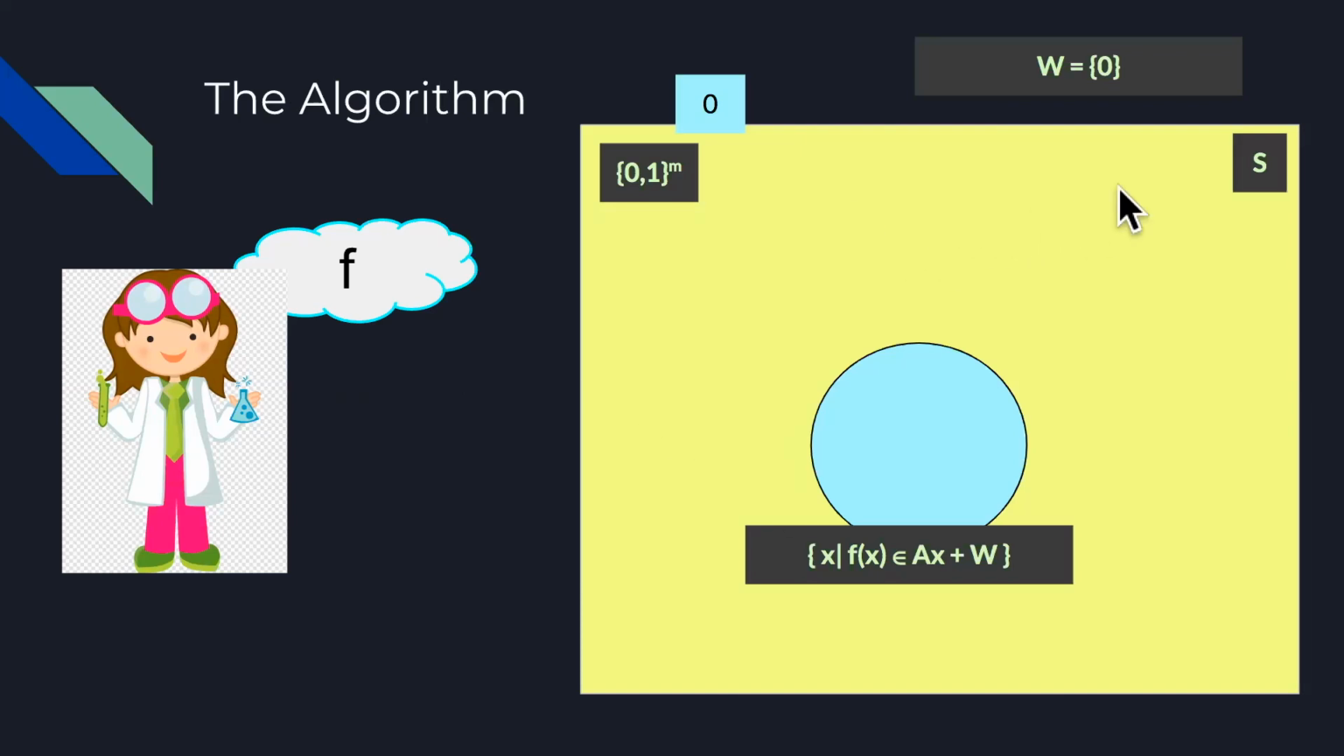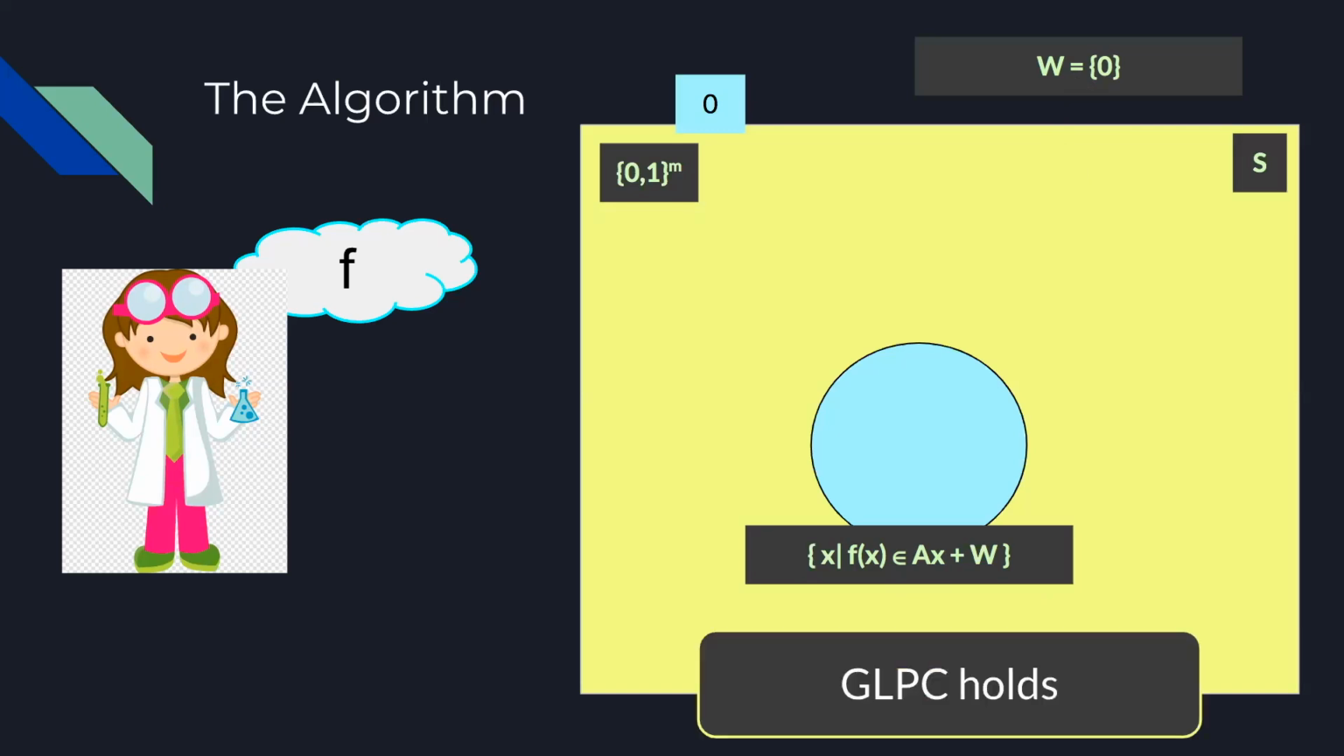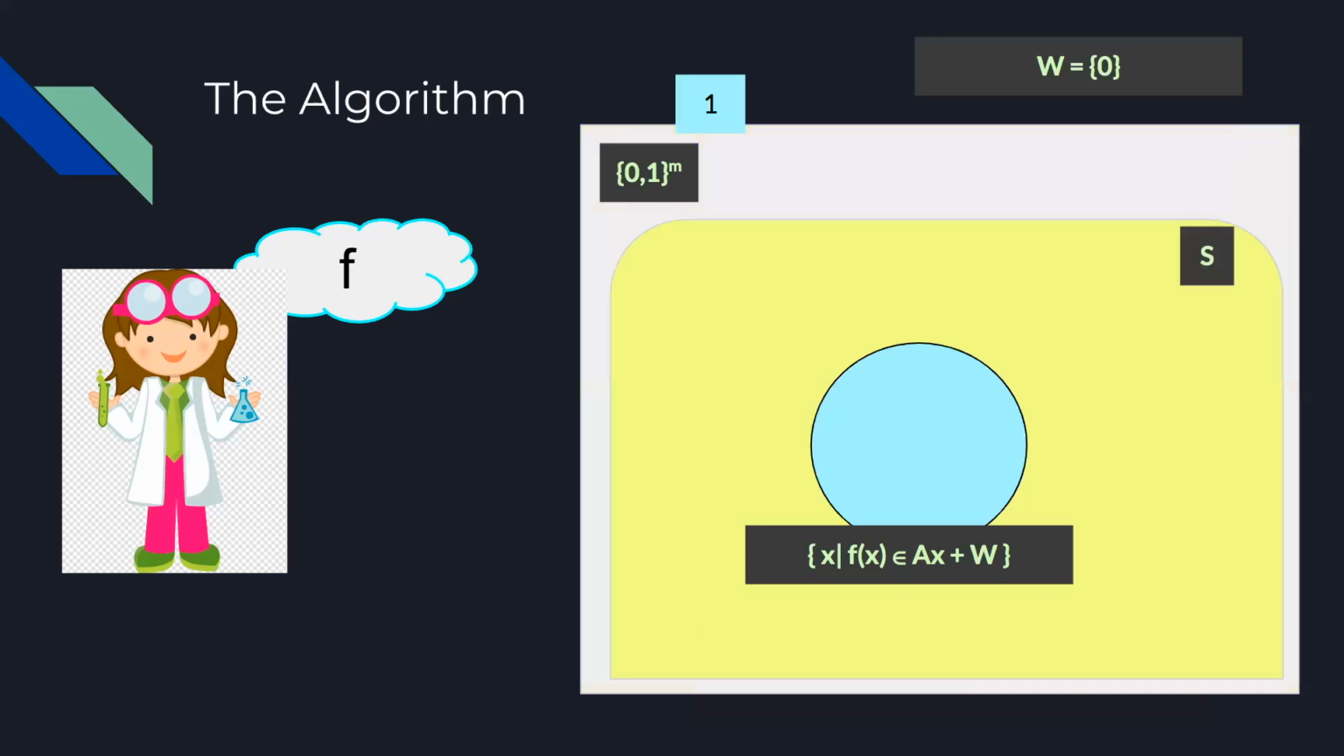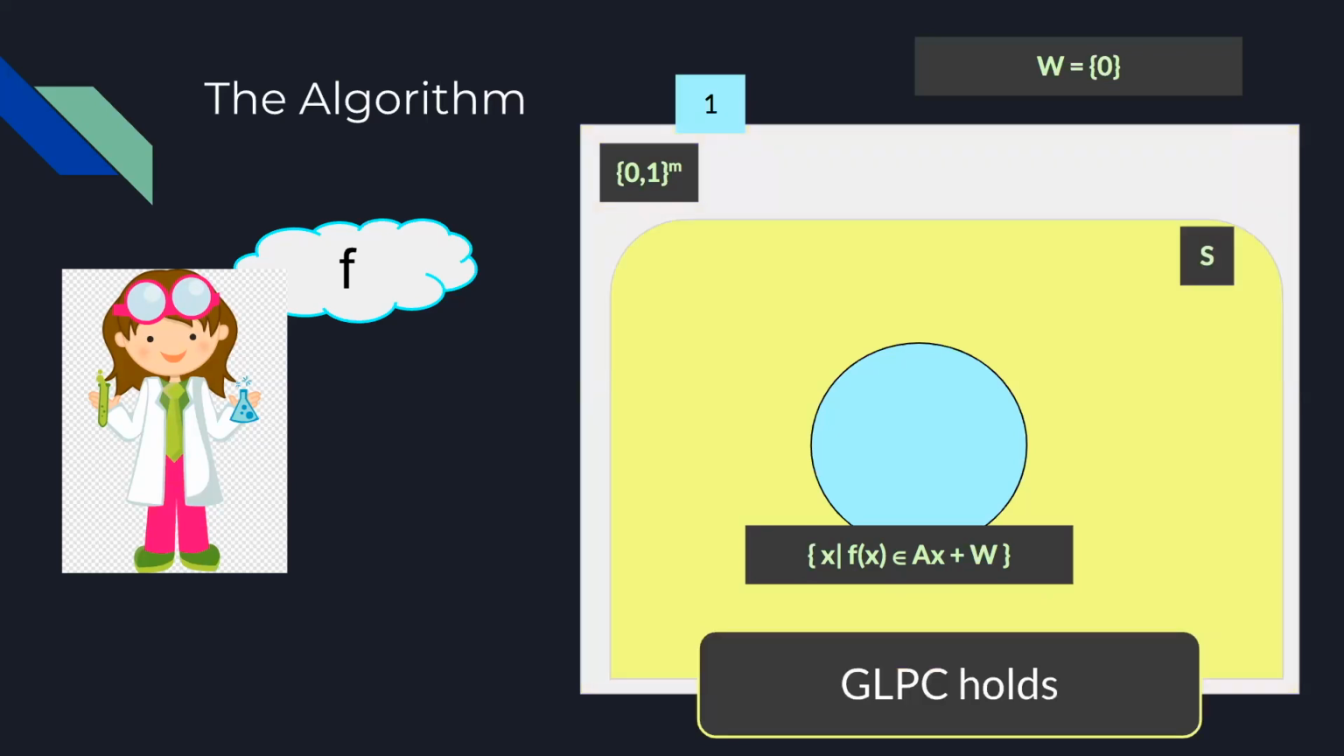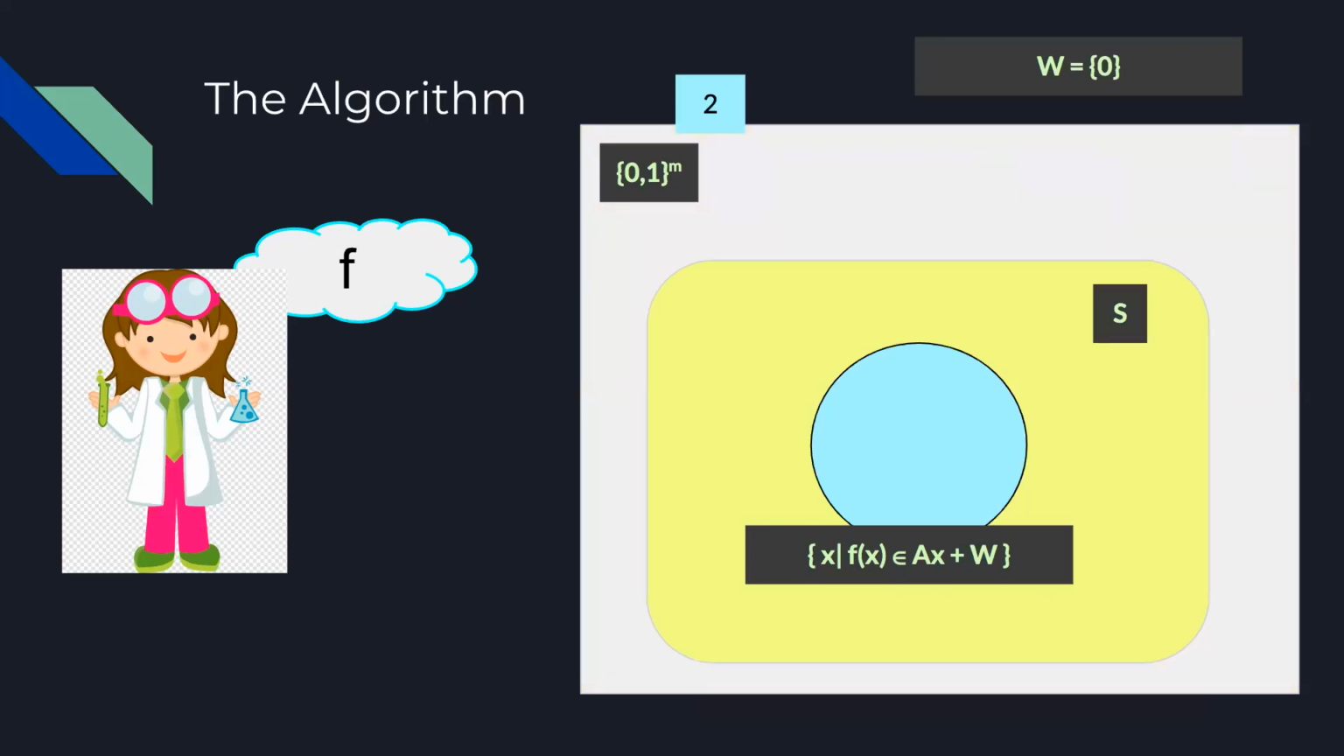Same thing. S is initialized to be the entire space. This blue set is what we're looking for, and this blue set now is the set of all x such that f of x is in ax plus W, where W is initialized to 0. So you keep track of now two things, the set S and this vector space W that's extending what you mean by equals. Let's say the Goldreich-Levin progress condition holds, great. Then that greedy algorithm is going to shrink S just like we saw before.